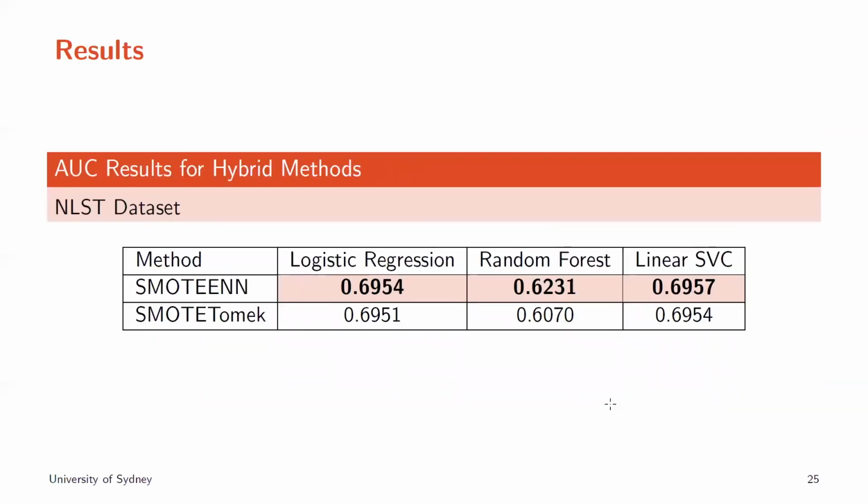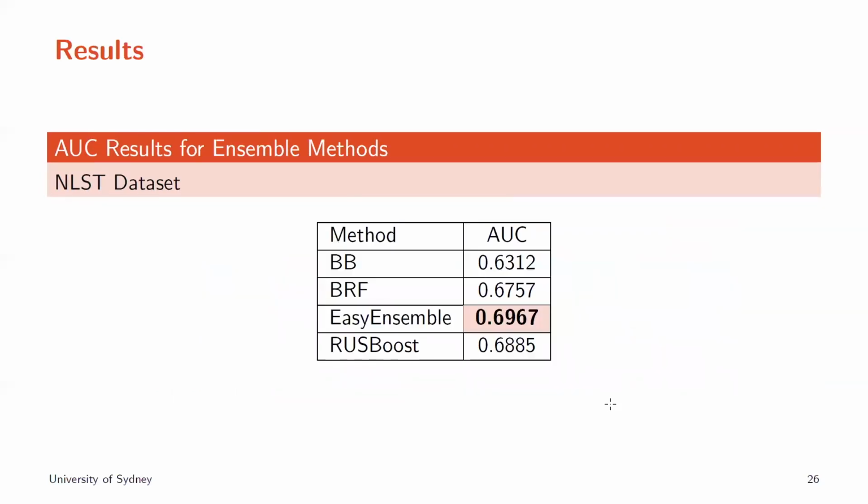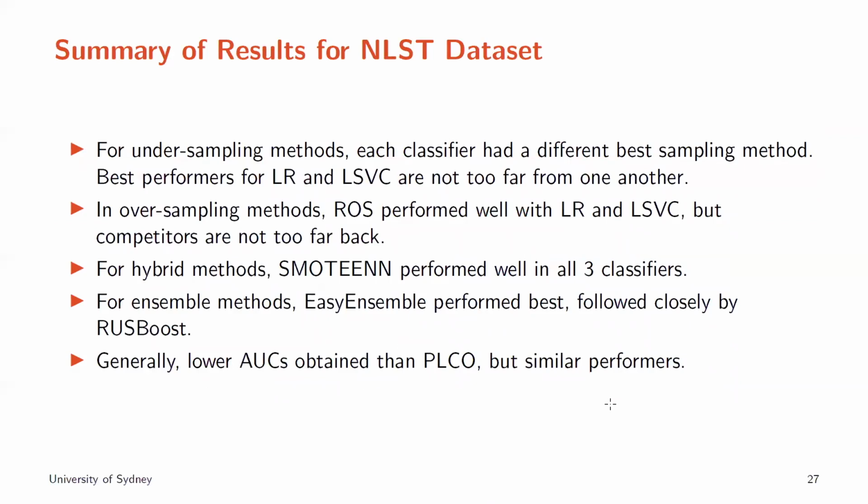In hybrid methods, SMOTE-ENN obtains higher AUCs in all three classifiers than SMOTE-TOMEK, but the difference is small. For ensemble methods, Easy Ensemble got the highest AUC. We summarize the results for NLST as follows.